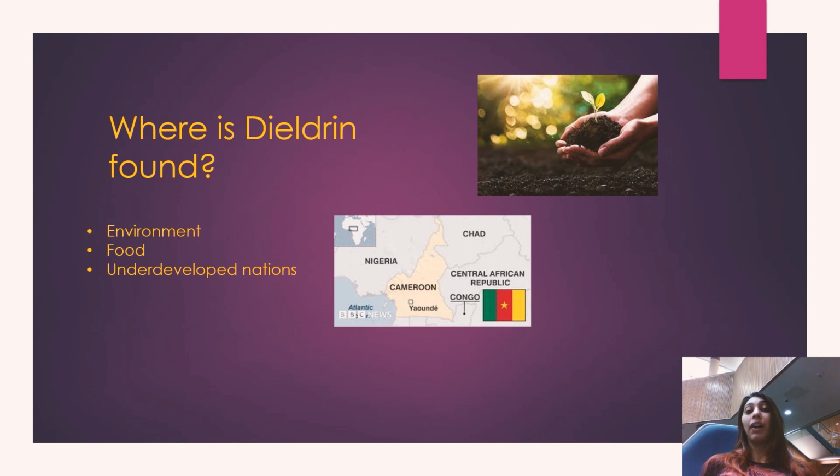Where is dieldrin found? Well, it is still found in the environment and in the foods that come into contact with previously treated soils, even though they are in exceedingly small amounts. It is also found in underdeveloped nations like Kenya and Cameroon, where it is still currently in use. And I went ahead and got a little map of where Cameroon is, so you could have an idea of where the location is.